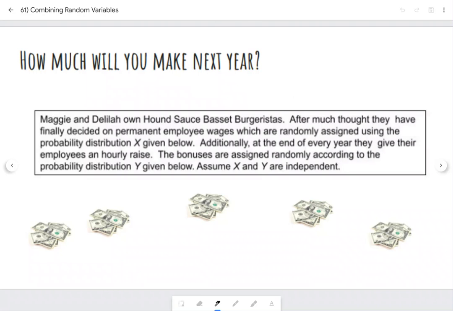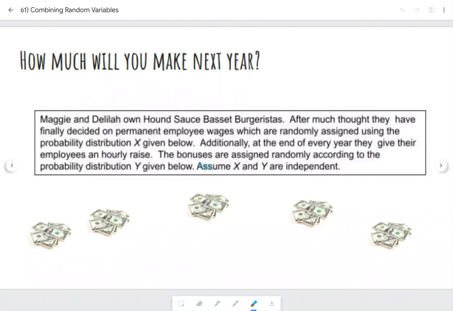Maggie and Delilah own Hound Sauce Bassett Burgeristas. After much thought, they have finally decided on permanent employee wages, which are randomly assigned using the probability distribution X given below. Additionally, at the end of every year, they give their employees an hourly raise. The bonuses are assigned randomly according to the probability distribution Y given below. And assume that X and Y are both independent events.